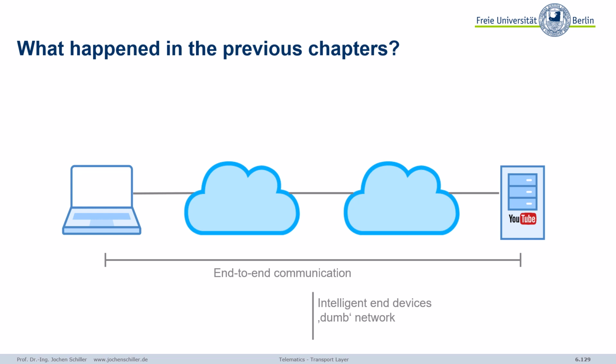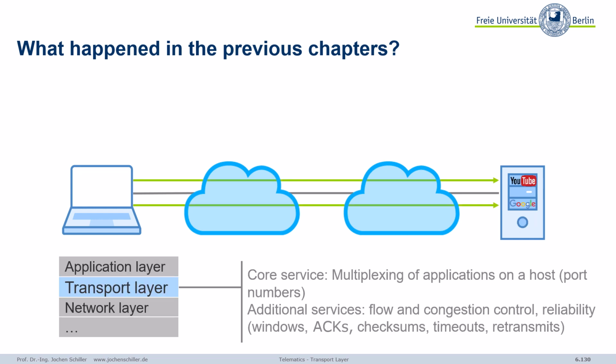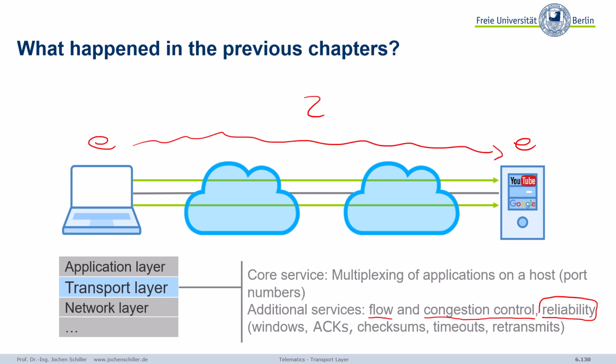And it's up to the transport layer now to add some additional services, not only the multiplexing based on the port numbers, but, and that's quite important, flow control to prevent flooding of the receiver, congestion control to prevent flooding of the network, and very important, reliability. We learned about the windows and acknowledgements and checksums, etc. And this was all end to end, across the network. So the end systems determine what's happening in the transport layer.